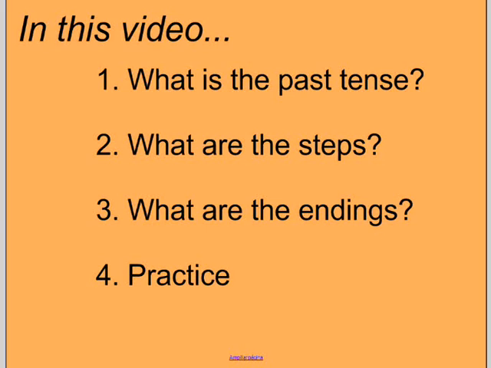So first, let's go over what we're going to talk about in the video. The first part is just explaining what the past tense is, or what the preterit tense is. And then we'll talk about what are the steps, how do you conjugate the verbs. Then we'll talk about the endings, which you'll just have to memorize in order to be able to conjugate verbs in the past tense. And finally, we'll do a little bit of practice to see if you understand what we talk about in the video.